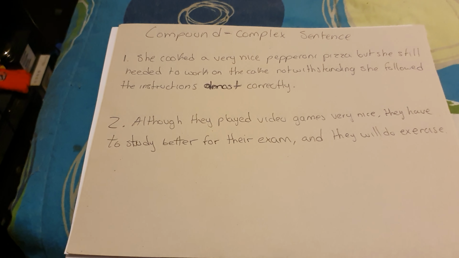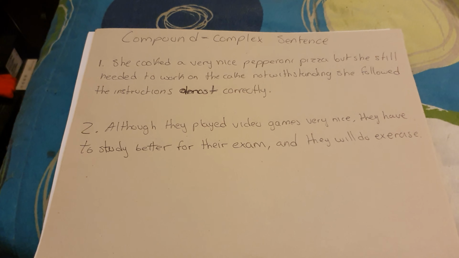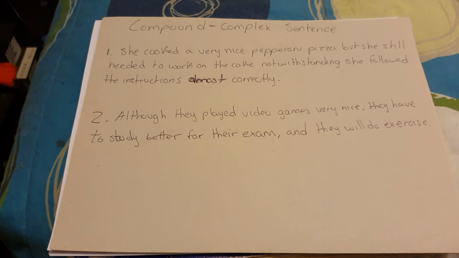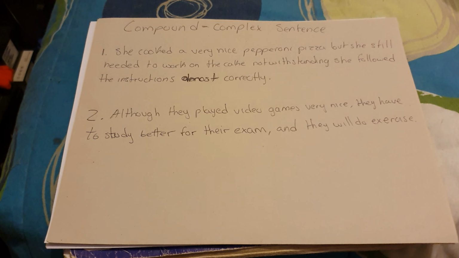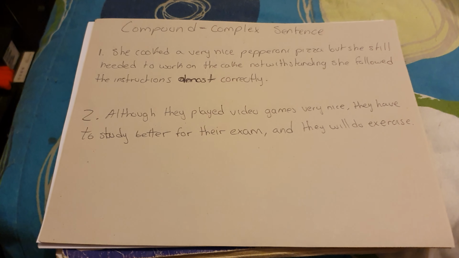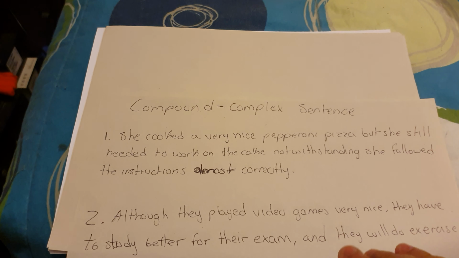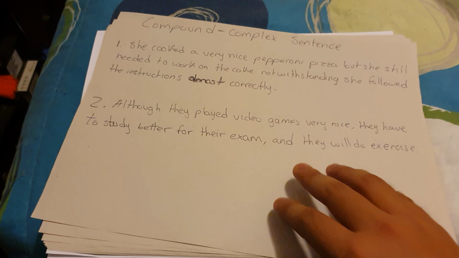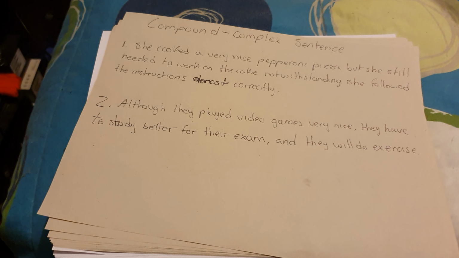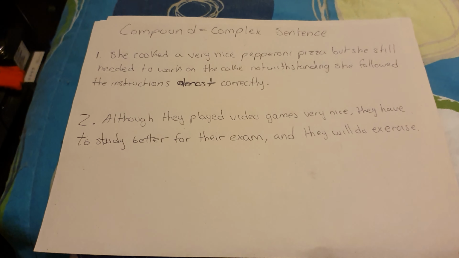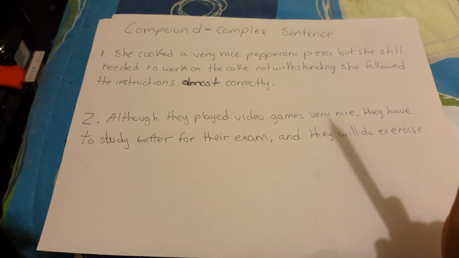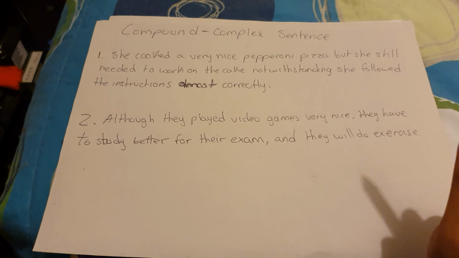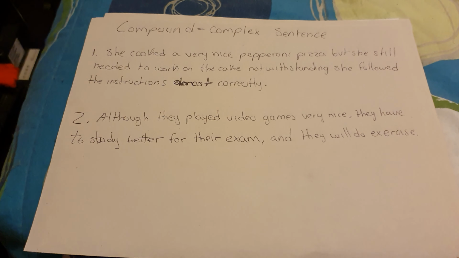So the next one, and finally, is compound complex sentence. A compound complex sentence contains at least two independent clauses and at least one dependent clause. So, for example, she cooked a very nice pepperoni pizza, but she still needed to work on the cake. Notwithstanding, she followed the instruction almost correctly.